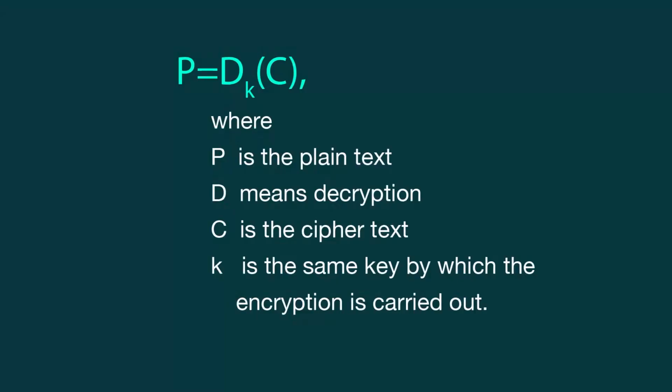Decryption of the ciphertext is represented as P equal to D_K of C, where P is the plain text, D means decryption, C is the ciphertext and K is the same key by which the encryption is carried out. Once the message is encrypted, it is known as ciphertext. The ciphertext will be sent to the other end of the communication, known as receiver or destination. At the receiver's end, the cipher will be converted or decrypted to its original form so as to make it legible or intelligible.